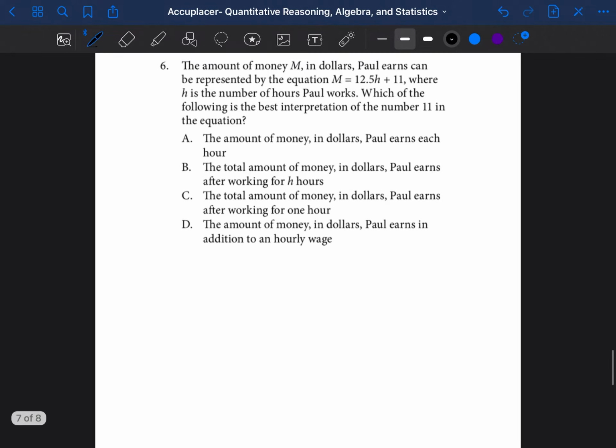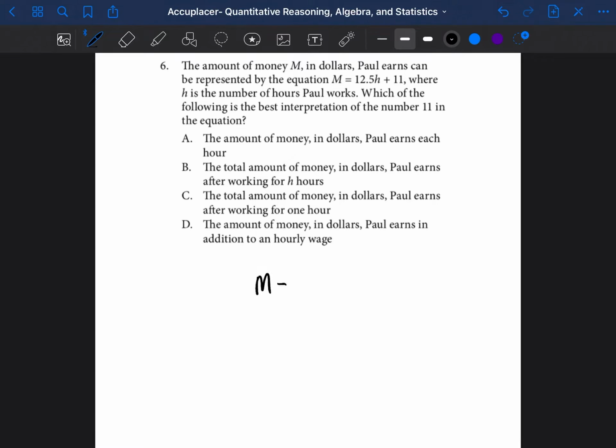We have another problem for us to go over. So problem number 6, it says, the amount of money in M dollars Paul earns can be represented by the equation M is equal to 12.5 H plus 11, where H is the number of hours Paul works. Which of the following is the best interpretation of the number 11 in the equation?